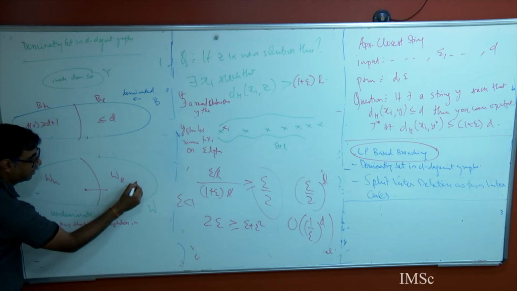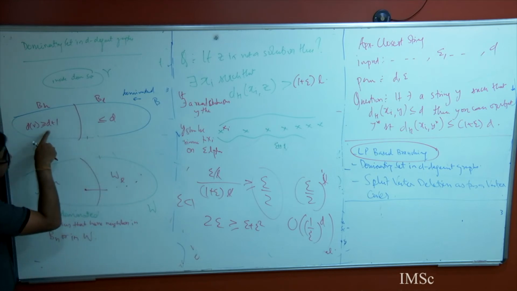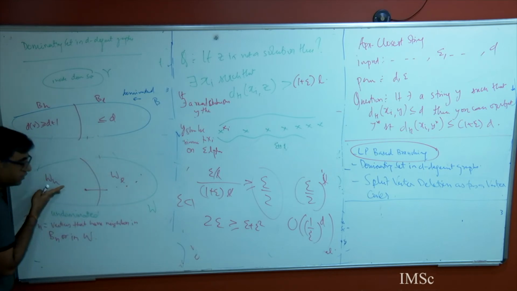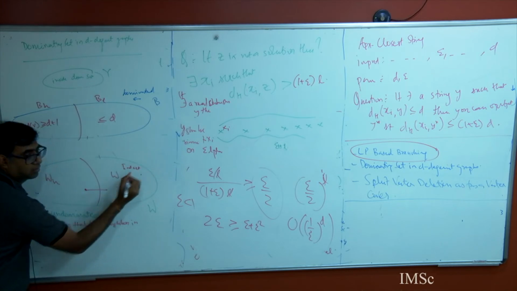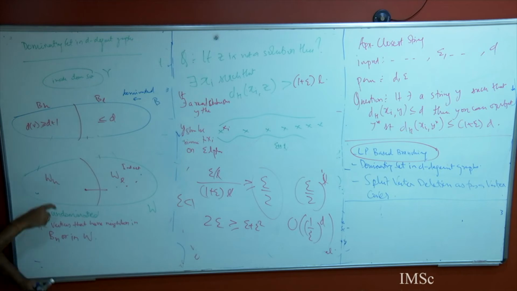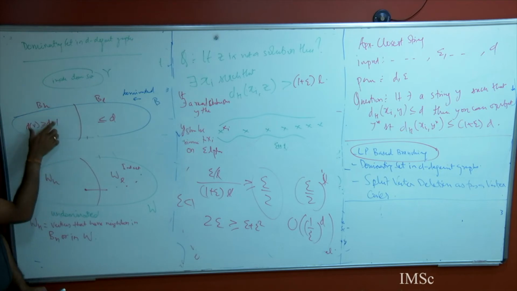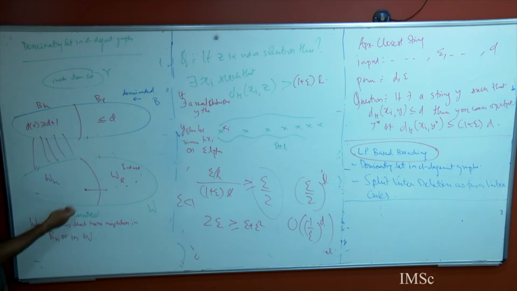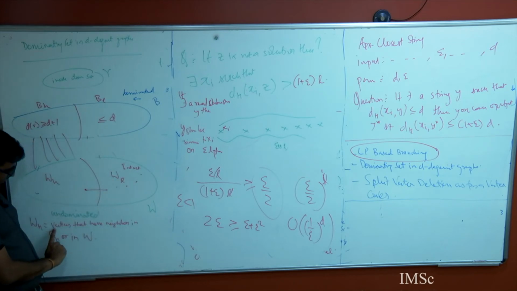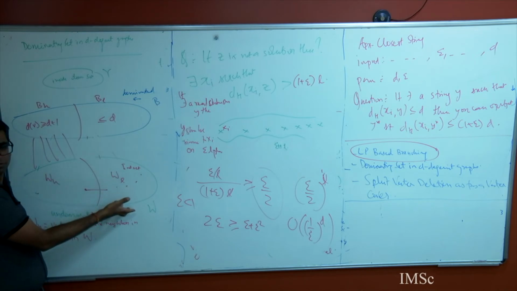So what is left here? These are the vertices which are not neighbors to this, and they have no neighbors in WH. So basically this is an independent set. What do I do? First of all, I take all the neighbors of these guys. Then I look: is there any vertex which already has a neighbor here? Then I take that vertex and everything else. I just keep doing this. So WH vertices that have neighbors in BH or in W.